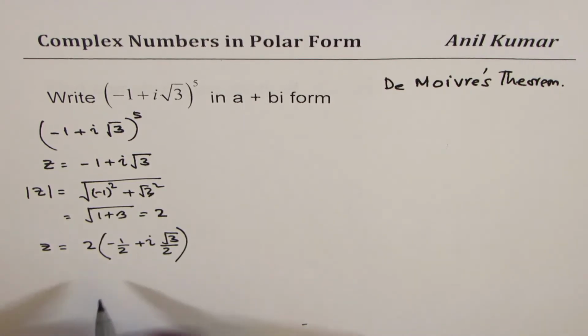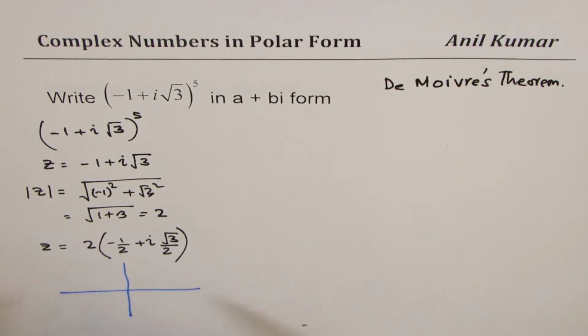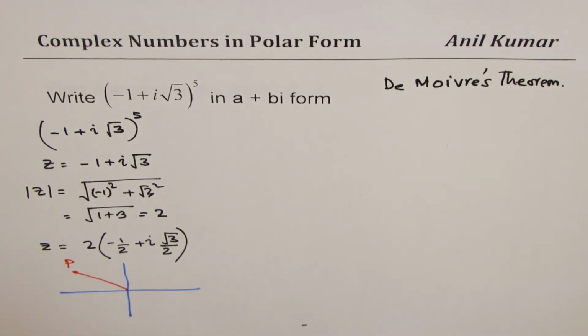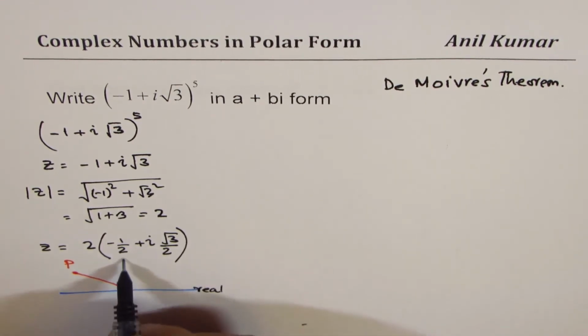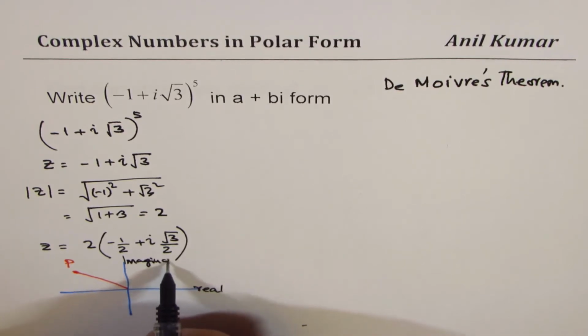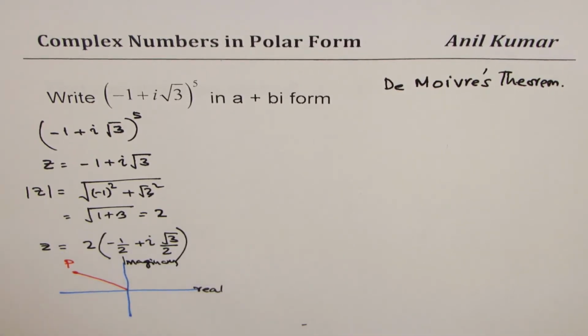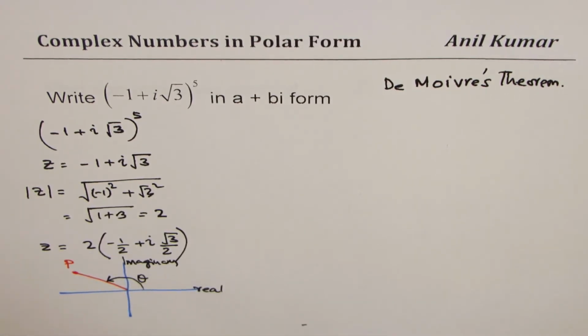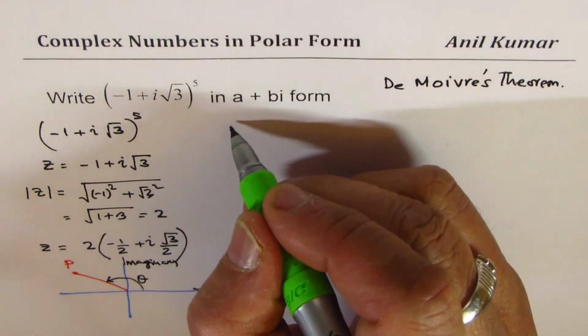Now, in the complex plane, this number has a negative cosine value and a positive sine value, so it is somewhere in quadrant 2. That is the point which will be represented on the complex plane, where this axis is real and this is imaginary. And that's the angle theta we are talking about. So for minus half, what is going to be the angle?